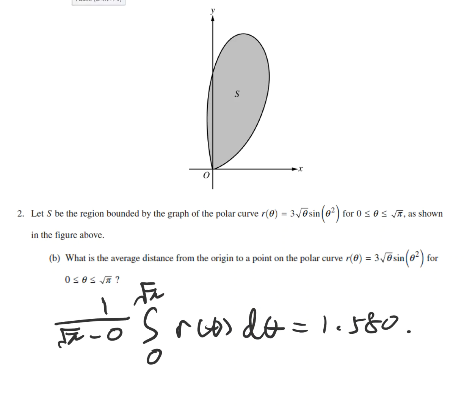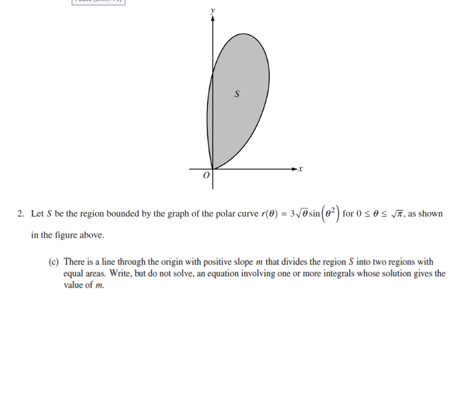Okay, for section C. It says there's a line through the origin with positive slope m that divides the region S into two regions with equal areas. If the line goes through the origin with positive slope m, we can write this equation as y equals mx. Because it's passing through the origin, there shouldn't be a plus anything behind. So it's just y equals mx.